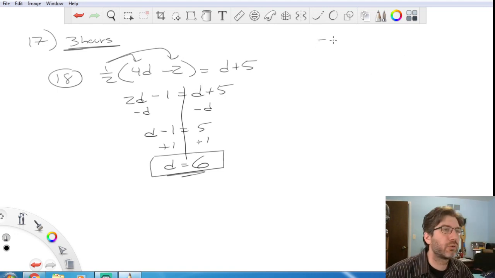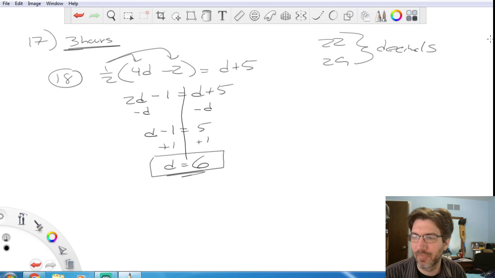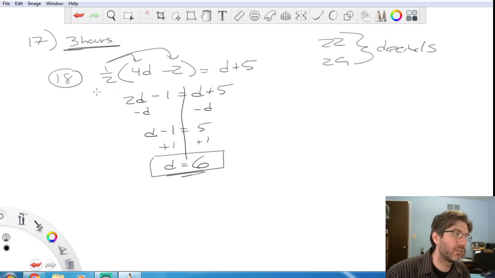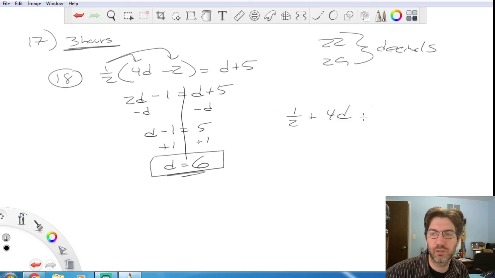Just so you know, 22 and 29 are apparently also decimals. I didn't look at that set when you originally asked. You can. I mean, yeah, it's 0.5. You just can't do the variable part. You can do the coefficients though. When it comes to multiplying, you can't add them. You can't do 1/2 plus 4d. This you can't simplify, but you can multiply them.